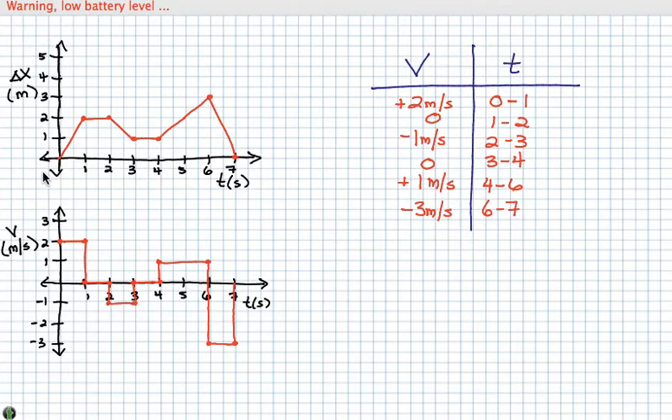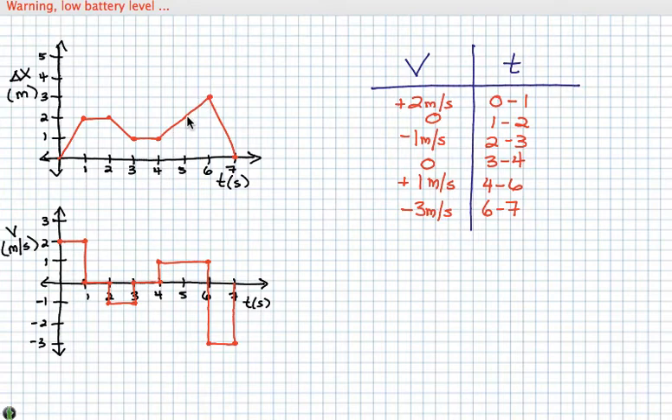So if we take a very quick look, we have some somewhat steep constant slope, which gives us somewhat high constant velocity. There's no slope, there's no change in displacement, so I have no velocity. There's negative velocity, not as steep as before, so while I have a negative velocity, it's not as high as before. It's only 1 meter per second. 3 to 4 seconds, I have no velocity.